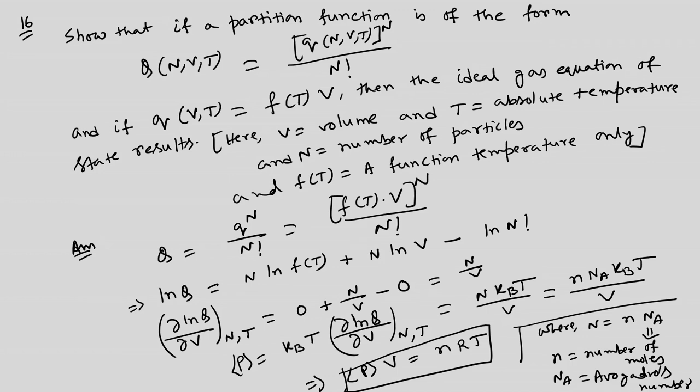In order to get the ideal gas equation of state from the canonical partition function, we need to differentiate ln Q with respect to volume, because this gives us pressure, when multiplied by kB T. If we differentiate, we get del ln Q by del V is capital N by V, and then pressure is kB T del ln Q by del V at constant number of particles and temperature. So, substituting N by V, we get N kB T by V, and then pressure times volume gives nRT, where small n is the number of moles and NA is Avogadro's number.